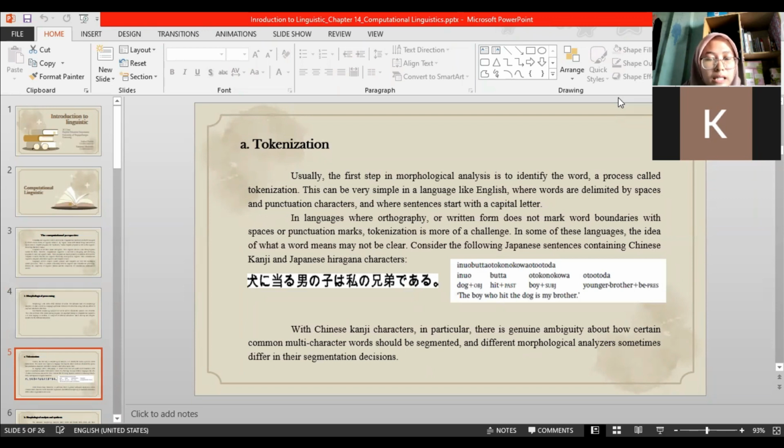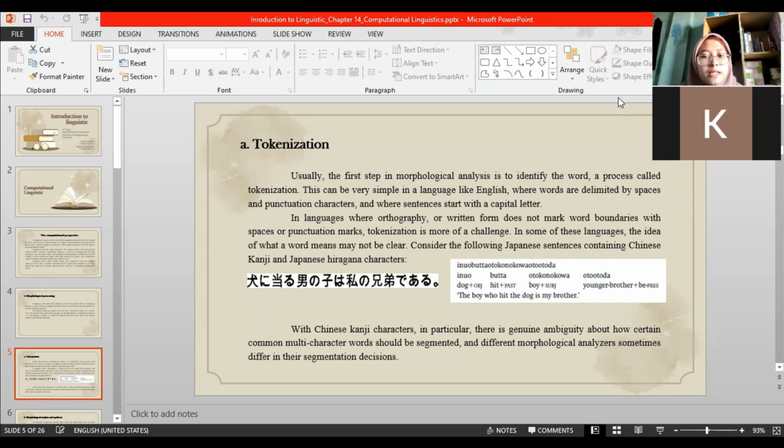A. Tokenization. Usually, the first step in morphological analysis is to identify the word, a process called tokenization. This can be very simple in a language like English, where words are delimited by spaces and punctuation characters, and where sentences start with a capital letter. In languages where orthography, or written form, does not mark word boundaries with spaces or punctuation marks, tokenization is more of a challenge. In some of these languages, the idea of what a word means may not be clear.